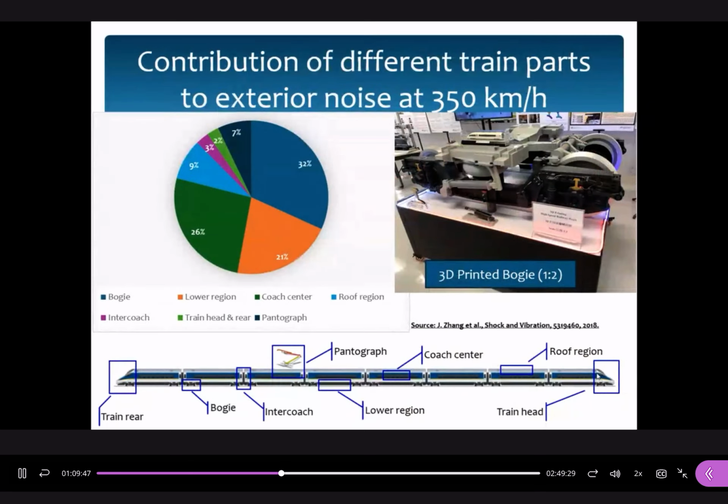When you want to take a look at the bogie, you can go to our industrial center. We have a 1:2 ratio 3D printed bogie here. Some people did research to study the contributions of different train parts to exterior noise at 350 km/h. When we break it down into different components, you can see which parts generate the higher exterior noise. Yes, the bogie, 32%. Bogie is here. So we need to pay attention to this one, the bogie.